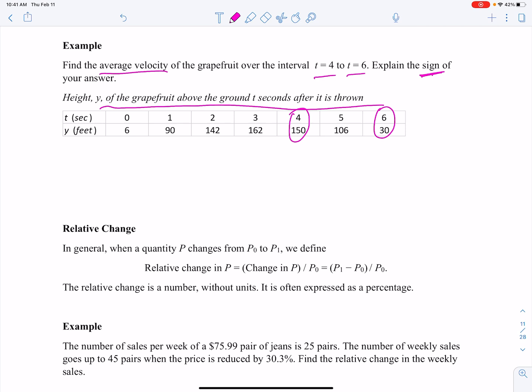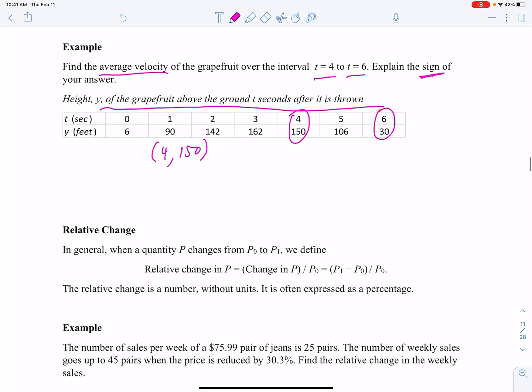Again, we're going to create a, excuse me, a coordinate point. So 4, comma 150, and 6, comma 30. All right, and we plug in again to our slope equation. Average velocity, average rate of change, all those things means slope. So delta y over delta t.